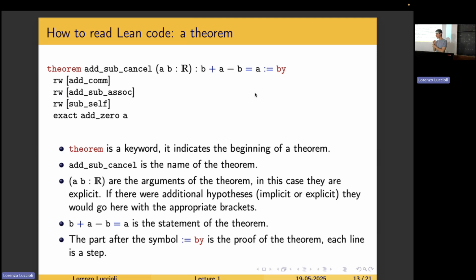Now it's a different story if I had implicit arguments. If a and b were implicit, for example, it becomes a little bit different, because if I put them to the right of the colon, they're automatically interpreted as explicit arguments. So I have to provide them when I use the theorem. So in my next proof, I will use add_sub_cancel; now I have to write add_sub_cancel a b. If they were implicit, I could omit a and b and just let Lean try to infer them automatically.